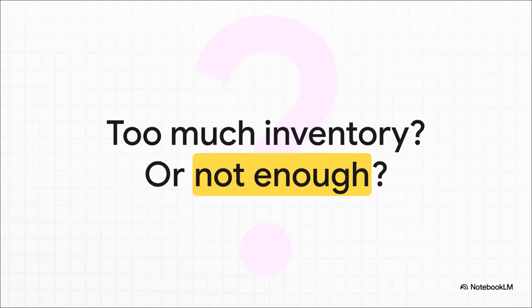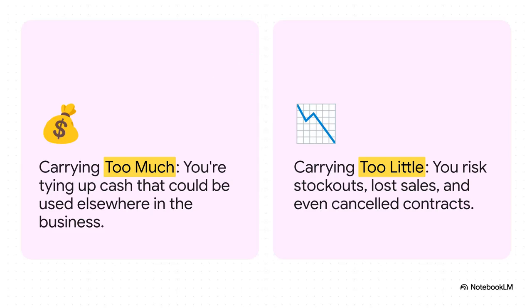Okay, so for any business that makes a physical product, inventory is a constant tightrope walk. You lean too far one way, you're drowning in costs. But if you lean too far the other way, you're turning away paying customers. It is a really high-stakes dilemma, and the consequences are very, very real. Let's just break down those two extremes for a second.